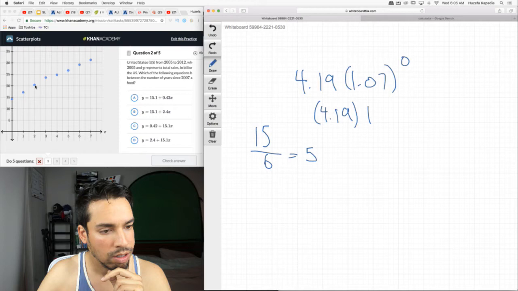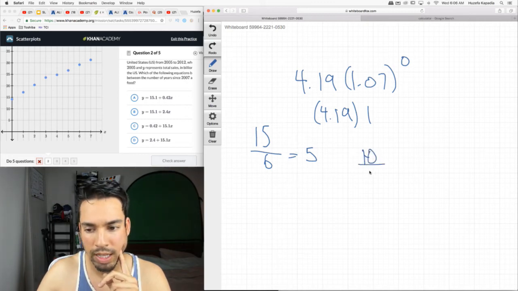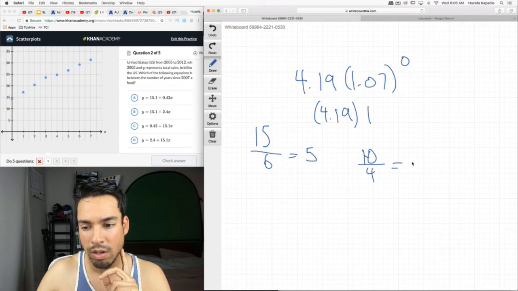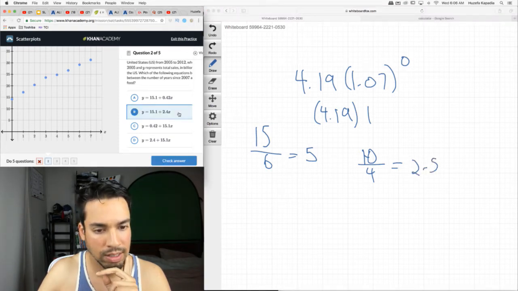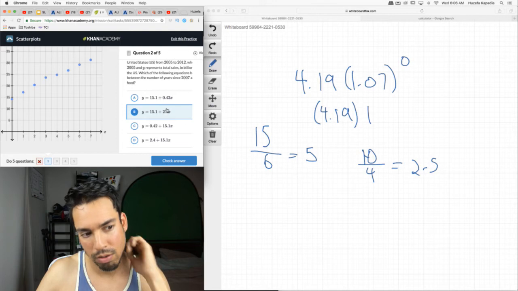So hold on, let's see here. From here, 20 to 30, so that's 10 over 4. Okay, that looks more accurate. 10 over 4, which is about 2.5, which is why I'm leaning towards this one. The only issue with this is, so this seems like it makes the most sense, right? This is a good slope.